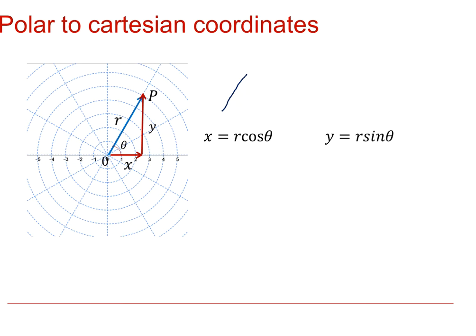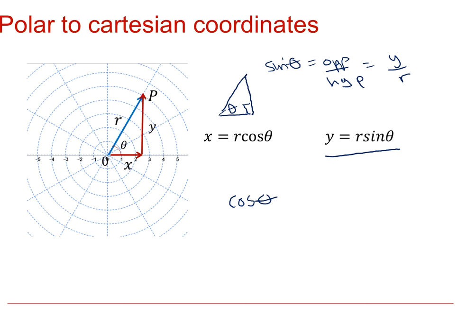If we consider what we already know for trig functions for the right-angled triangle, we know that sine theta equals the opposite over the hypotenuse, which in this case is y over r. Rearranging this gives us y in terms of r and theta. Similarly, for cos theta, we know that this is the adjacent over the hypotenuse, which in this case is x over r, leading to the x equals r cos theta expression.